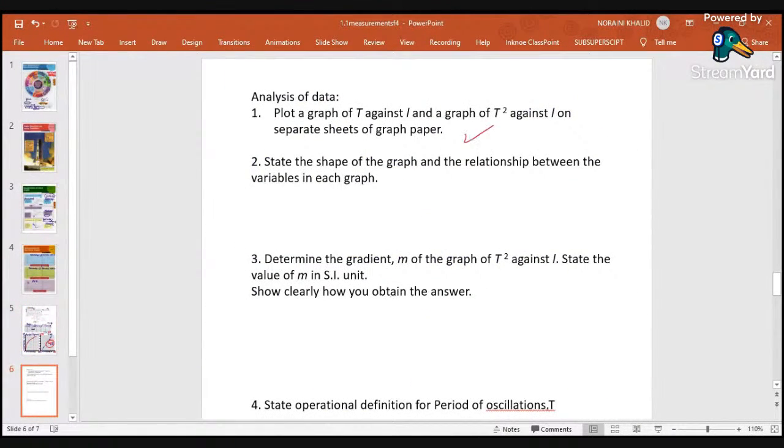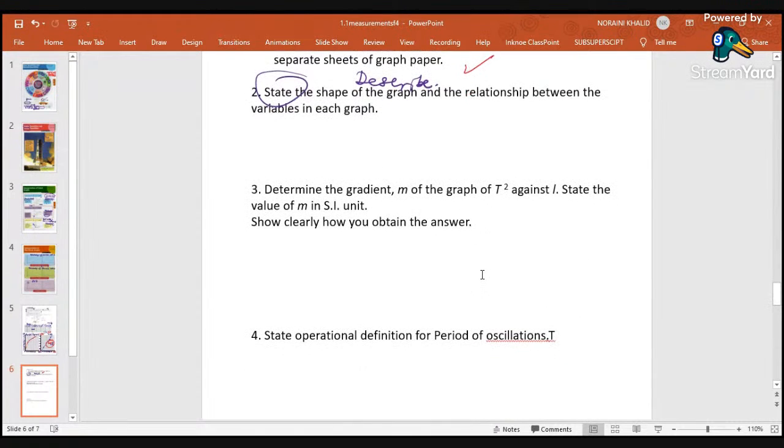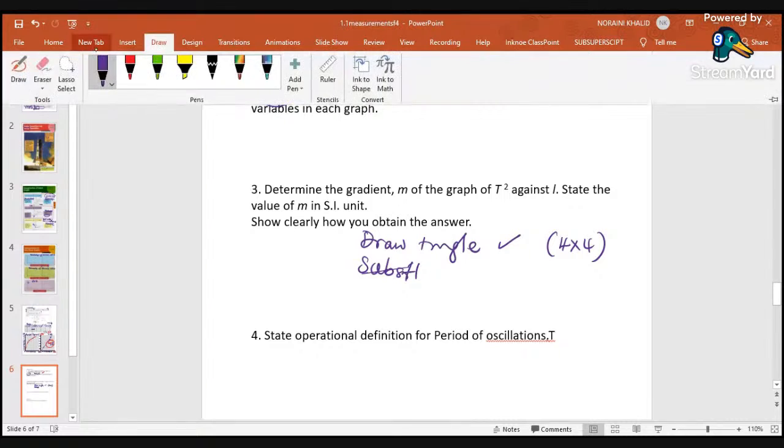Okay, plot a graph. We have plotted the graph. Describe or state the shape. This one I mentioned already, how to describe or state. And then determine the gradient of the graph. Determine the gradient. The first step that you must do is draw triangle, okay, on the graph below the line. If can, 4 times 4 like the square. And then show substitution. Gantian, tunjuk gantian nilai.